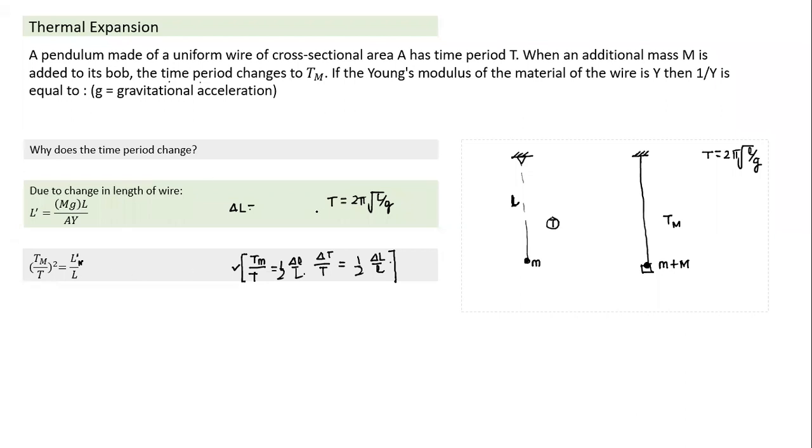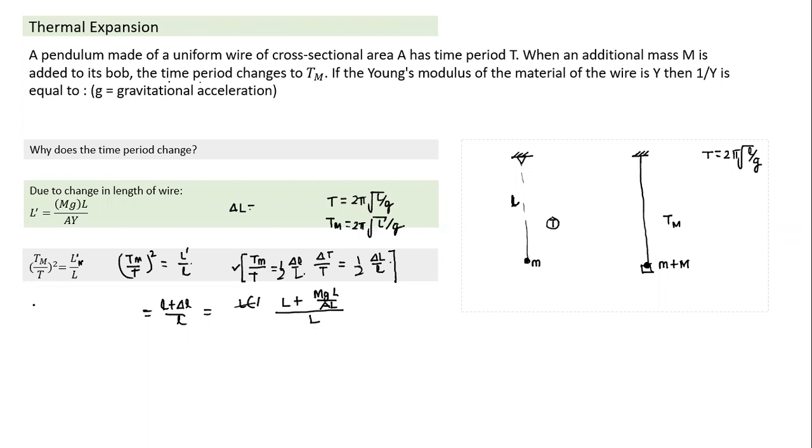So that's why, when a new time period is given, T is like this, and Tm will be equal to 2 pi root of L dash by g. In that case, my equation becomes (Tm by T) whole square equal to what? It will be equal to L dash by L. And what will be L dash by L? L dash will be equal to (L plus delta L) by L. And how much is L plus delta L? L plus delta L can be written as L plus mg L by Ay.